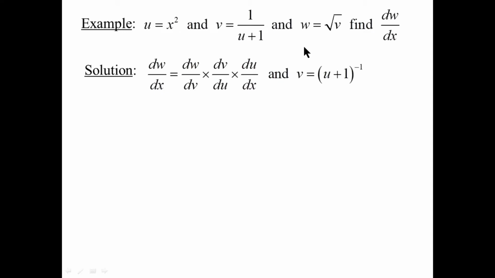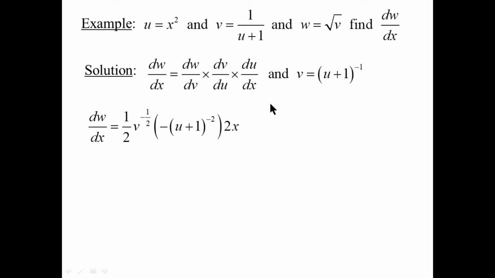Doing the differentiating now, dw by dv will be 1/2 v to the -1/2 times dv by du, which we're looking here, dv by du is -1 u plus 1 to the -2, times the derivative in there, which is 1, but I didn't mention that, times du by dx, which of course is 2x.